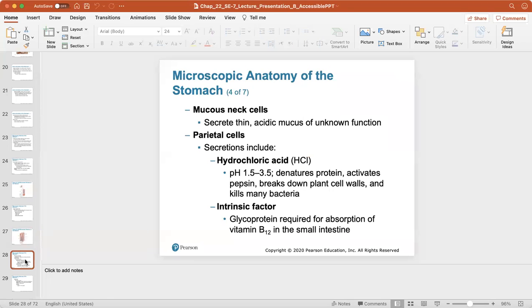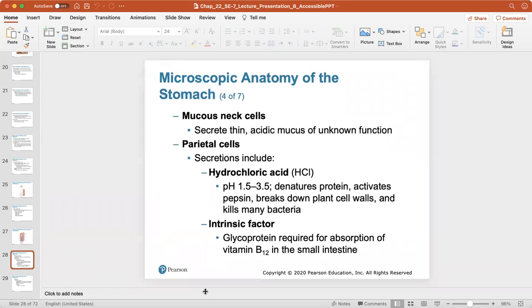So what do all of these cells do in these glands? The mucous neck cells secrete a thin acidic mucus of unknown function. The parietal cells are very important because they secrete hydrochloric acid. And one thing that you should know is that the stomach is a very acidic environment because of your parietal cells secreting this hydrochloric acid.